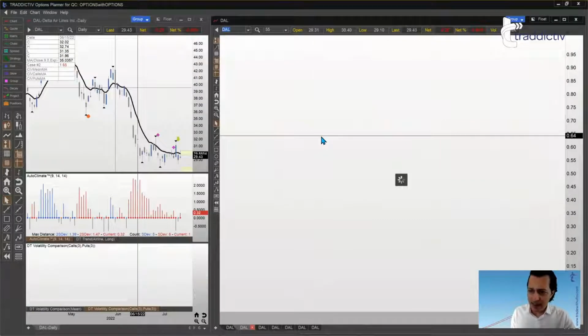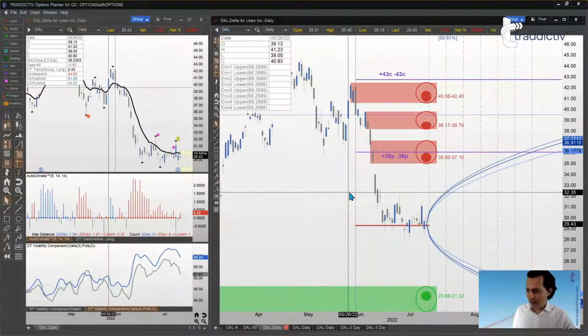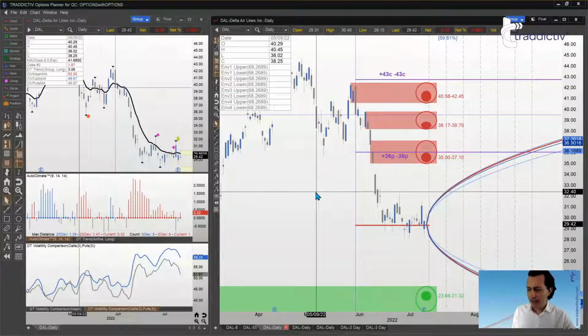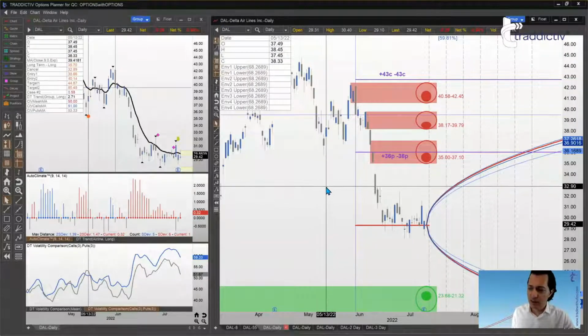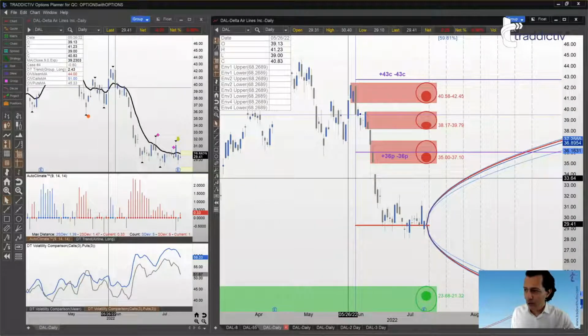Delta Airlines is the next one I want to review, and this one I want to comment on a couple of interesting things. First of all, I will comment on the first interesting thing very quick because it's nothing new. We commented on it in prior weeks. So we entered that stock. It was a non-directional trade.